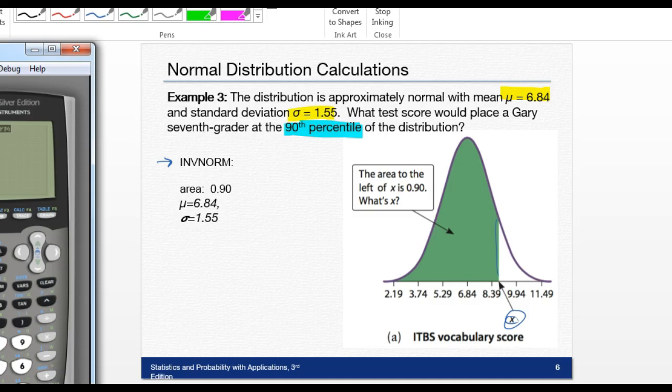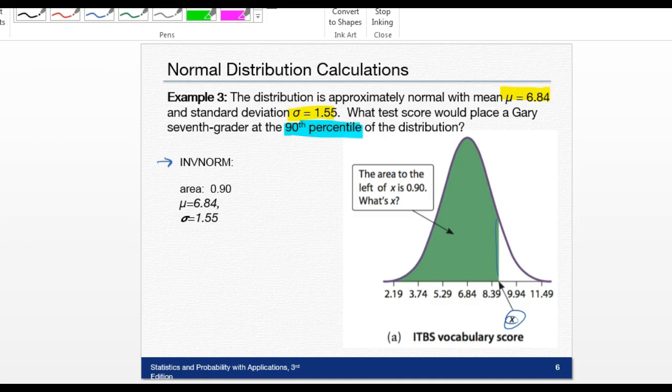Now, 90th percentile means that the area under the curve is 90%. So this part right here is 90%. This little part over here is 10, right? Because it adds up to 100. Now, percentile, when they give you a percentile, it's always the area to the left. Okay? Always the area to the left if it's a percentile problem. Now, sometimes there's some tricky problems, and I'll try to give you a heads up on those, but generally it's the area to the left, and the calculator can only read the area to the left. All right? So in my calculator, I'm going to have to put in area of 0.9, mu, which was given in the problem, 6.84, and sigma 1.55.